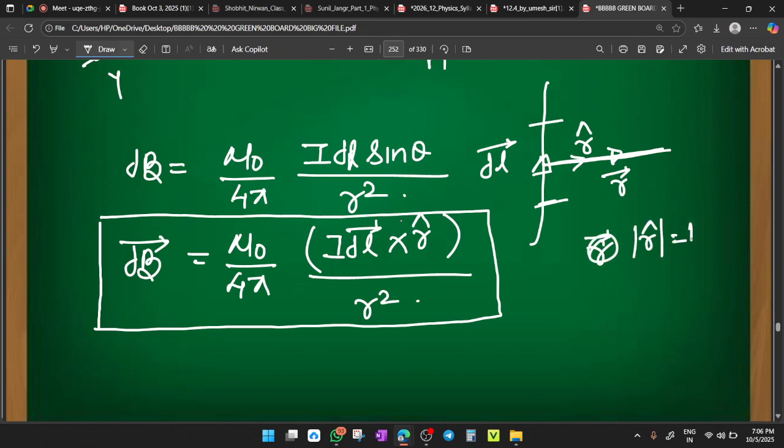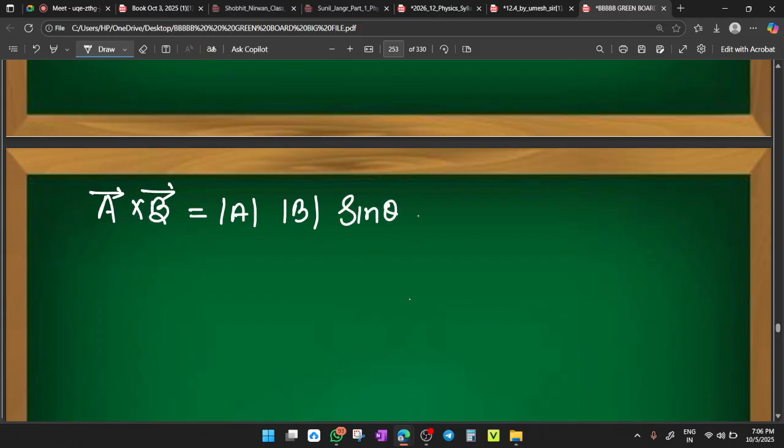R cap is a unit vector, so it will not alter the magnitude of this vector. Okay, this I dl sine theta upon r square. So as a cross b equals mod a mod b sine theta n cap. Okay, in class 11th, you must have read this: a cross b equals mod a mod b sine theta n cap.